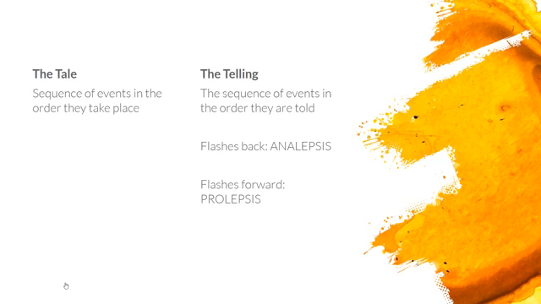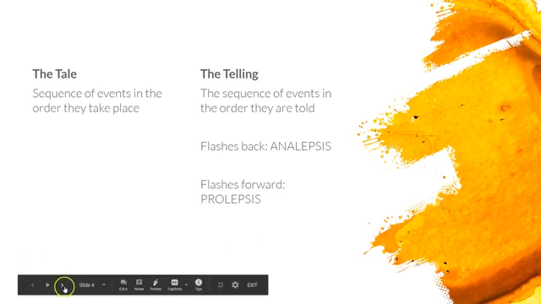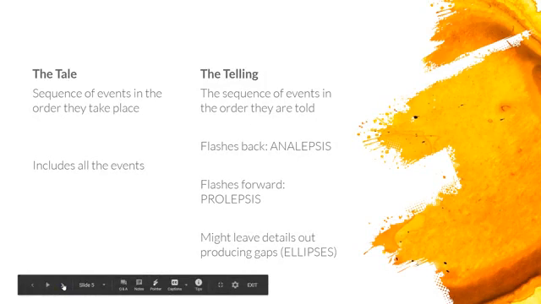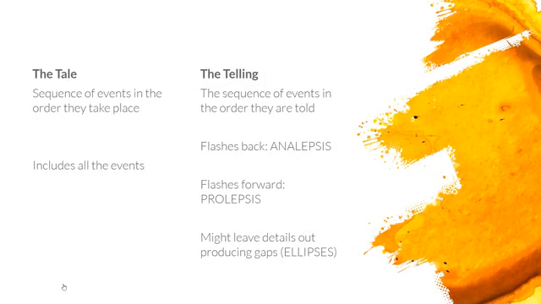Here are some terms for you to know. Anytime the author flashes back, this is called analepsis, and anytime the author flashes forward, this is prolepsis. So those are some terms to be aware of. The tale includes all of the events that take place. However, sometimes in a telling, we might leave details out, and those details will produce gaps in the narrative. And we call this ellipsis, anytime there is a gap in the narrative.